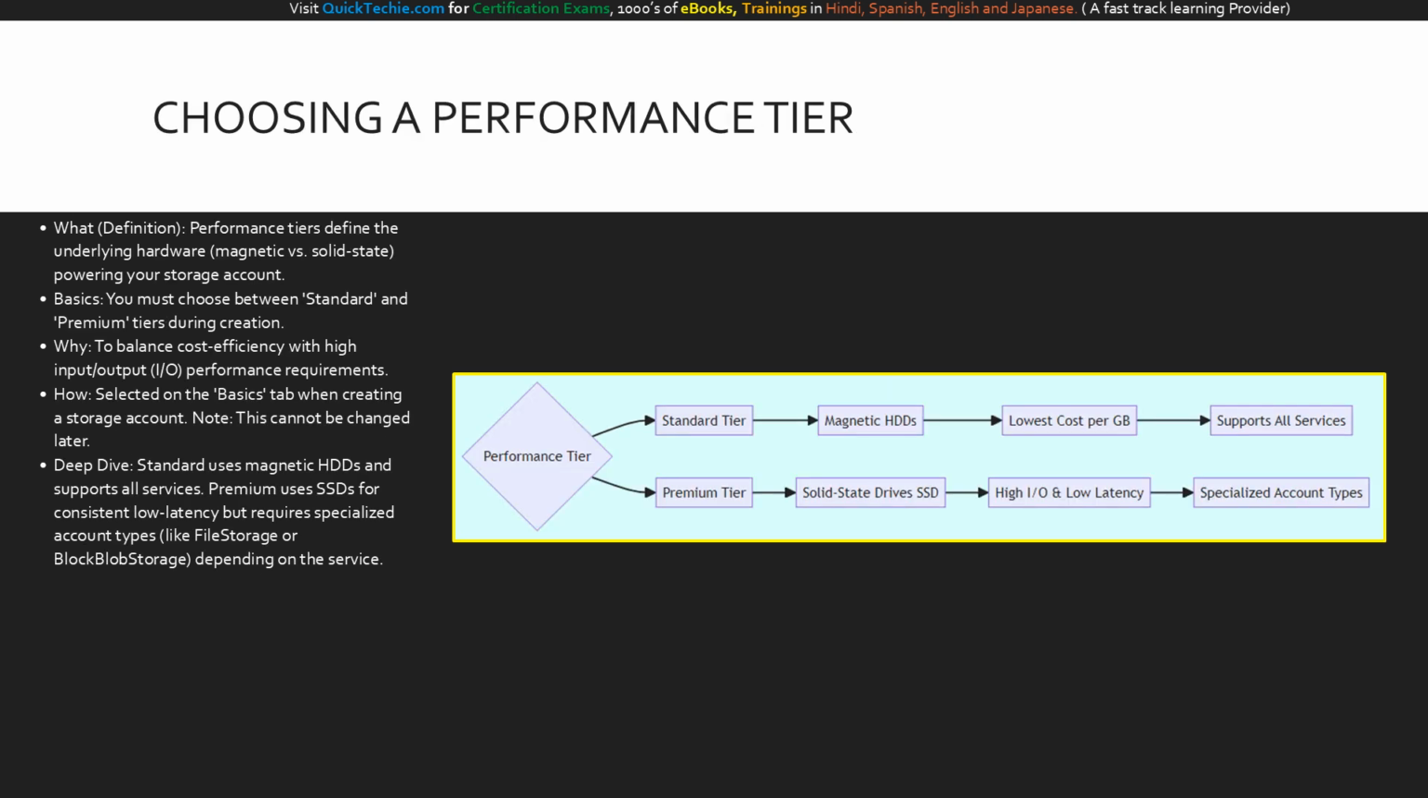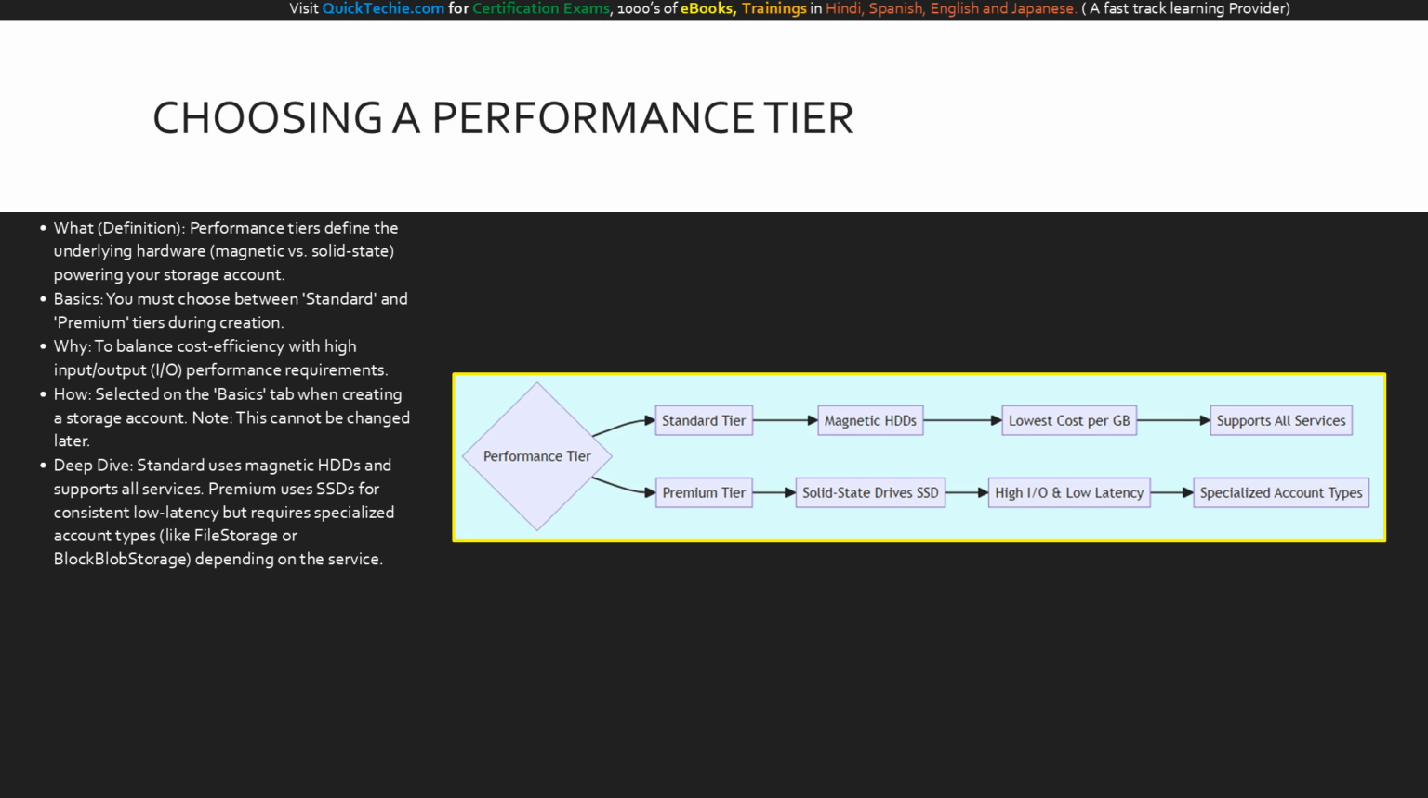Moving to slide 2, the first major architectural decision you make is choosing a performance tier. What is a performance tier? It dictates the physical hardware backing your data. As a basic rule, Azure offers 2 options, Standard and Premium. Why does this matter? It is a direct trade-off between cost and performance. You need to align your choice with your application's I/O requirements. How is this configured? You simply select your tier on the Basics tab during creation, but beware, you cannot change this setting after the account is created.